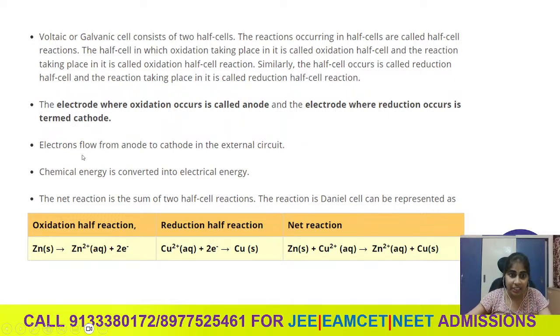And here electrons flow from cathode to anode. See, electrons flow from cathode to anode through the external circuit, and chemical energy is converted into electrical energy. This is the main point of the galvanic cell. So the net reaction of these two half cells, you can see here.